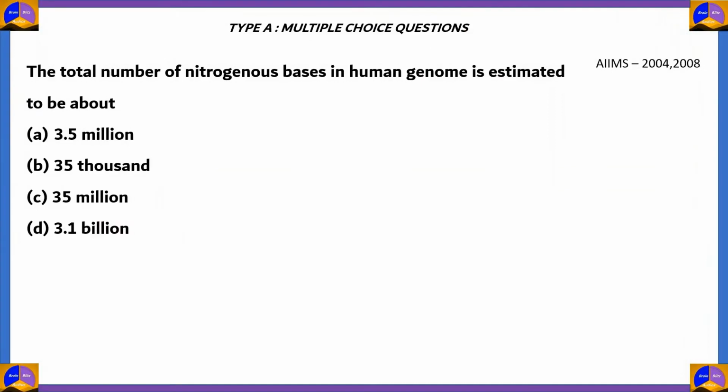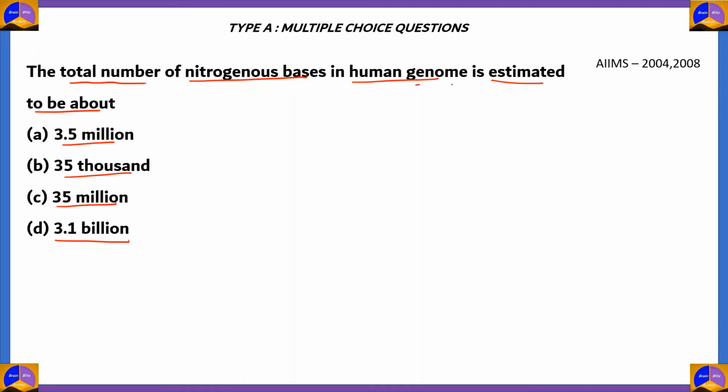Let's move on to the next question. The total number of nitrogenous bases in human genome is estimated to be at 3.5 million, 35,000, 35 million, 3.1 billion. We need to find out which of these is the right one.